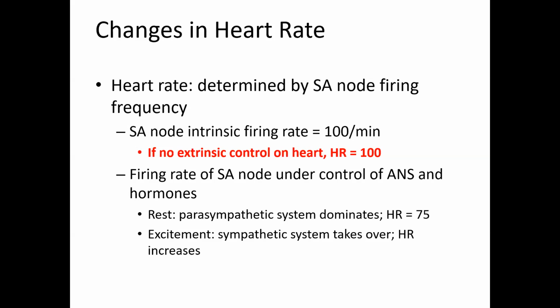So if you took an SA nodal cell and put it in a beaker or in a petri dish on its own, it would fire action potentials 100 per minute, but under parasympathetic influence, that is slowed down to about 75 beats per minute. If we're in an excited state, we know the sympathetic system takes over and the heart rate can increase. Whereas if we're in more of a rest and digest state, the parasympathetic will take over and the heart rate will be drastically reduced.